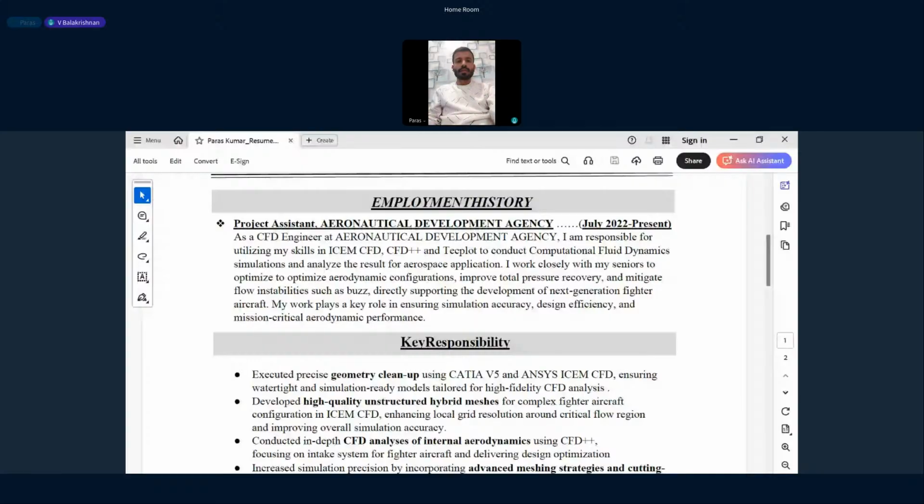Okay. Now, do you have inlet vanes or not?